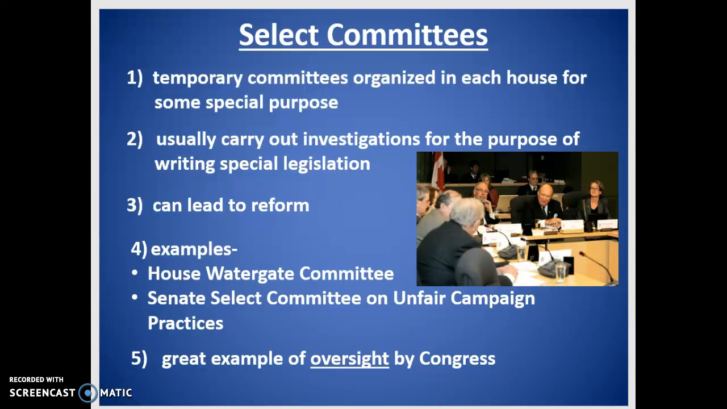Alrighty. You see the examples there, the Watergate Committee, the Senate Select Committee on Unfair Campaign Practices. Both those were brought together to investigate certain issues. And then they can make recommendations, and sometimes those recommendations lead to reform. We have all kinds of campaign laws out there now. A lot of that came from the Select Committee's recommendations from the Senate.